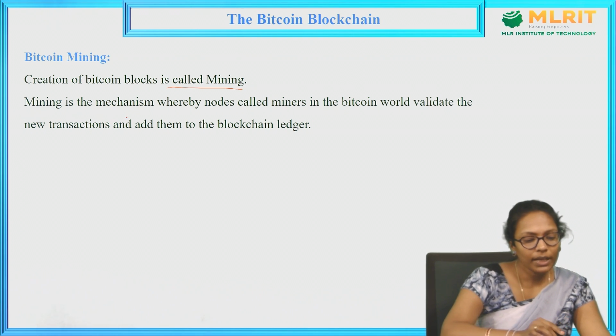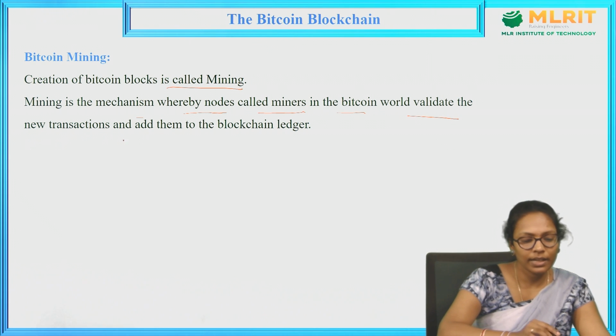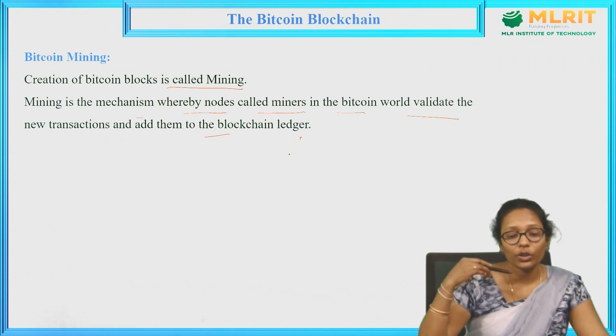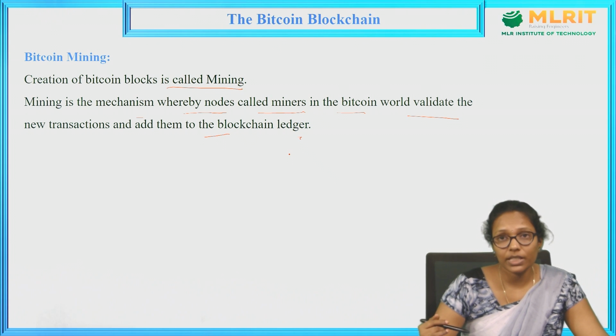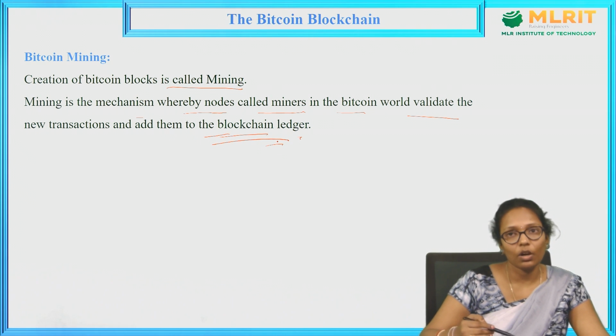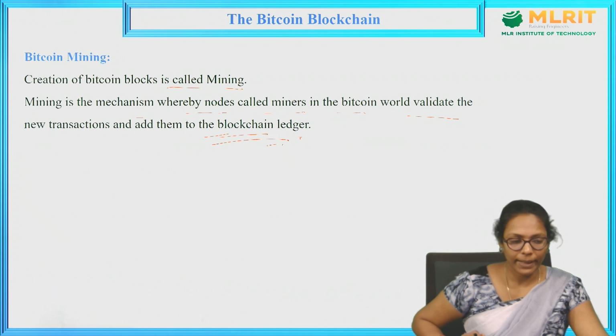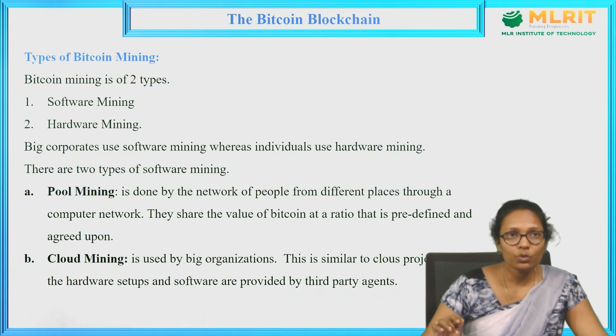Mining is a mechanism whereby nodes called miners in the Bitcoin world validate the new transactions and add them to the blockchain ledger. If I am successfully validating a transaction, after validation, obviously the transaction will be added to the blockchain ledger. After this process, some incentives or some bitcoins will be given to the miners, and that process is called Bitcoin mining.